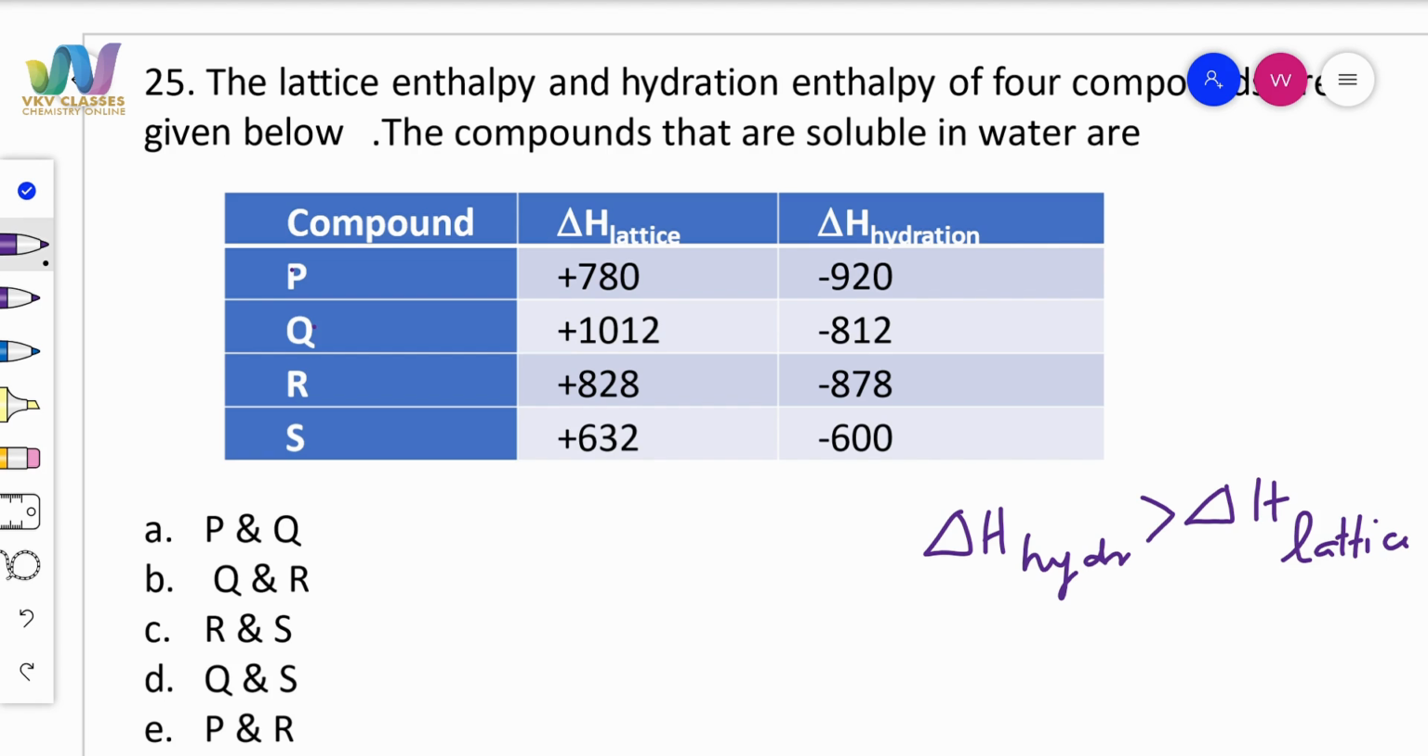So you have to find out where delta H hydration is greater than lattice enthalpy. The first case it is greater, so first case is soluble. Second case is less, so not soluble. Third case is greater, so it is soluble. Fourth is less, so it is not soluble. The soluble compounds are P and R. So choice E. P and R are the compounds which are readily soluble in water.